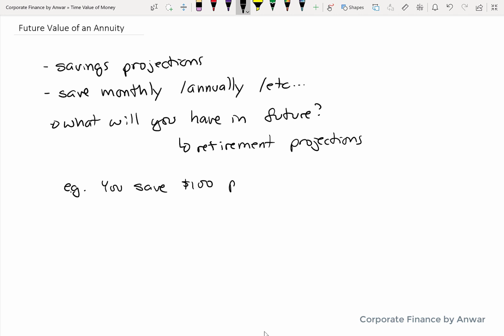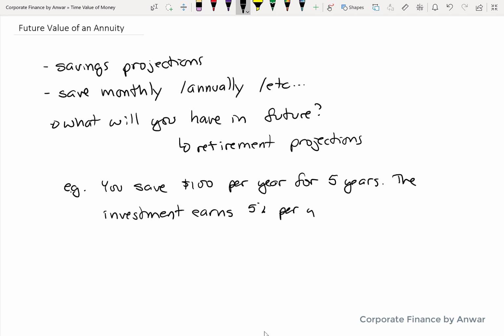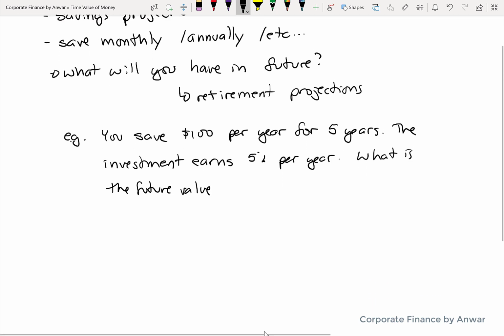So let's suppose you save $100 per year. Not a lot of money, but you're going to save $100 per year for 5 years. And you are going to be earning 5% per year on this investment that you're making. And I'm also going to assume that this is going to be an ordinary annuity, so we're going to start the savings at the end of the year. We're just going to do a calculation of the future value using a formula.